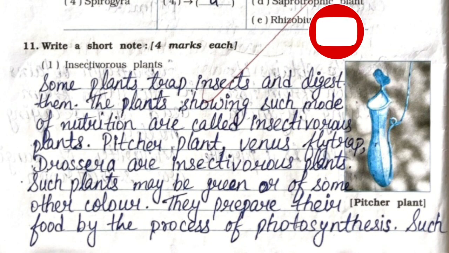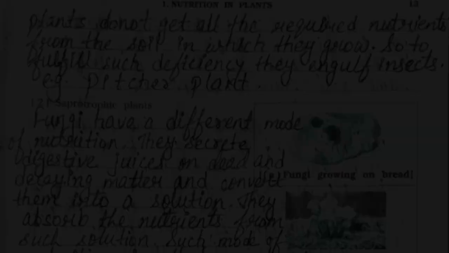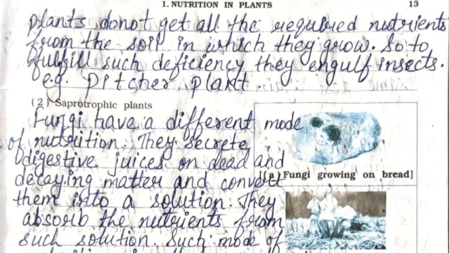So the first topic is insectivorous plants. Some plants trap insects and digest them. The plants showing such mode of nutrition are called insectivorous plants. Pitcher plant, Venus flytrap, Drosera are insectivorous plants. Such plants may be green or of some other color. They prepare their food by the process of photosynthesis. Such plants do not get all the required nutrients from the soil in which they grow. So to fulfill such deficiency, they engulf insects. Example, pitcher plant.